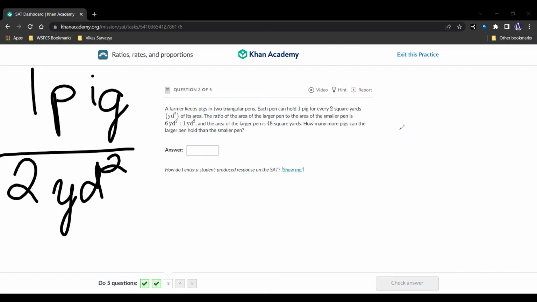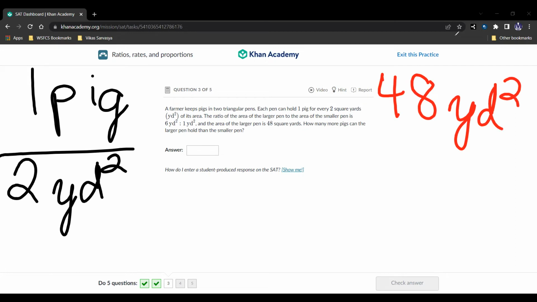6 yards squared to 1 yard squared, and the area of the larger pen is 48 square yards. How many more pigs can the larger pen hold than the smaller pen? Well, if the larger pen has 48 square yards, and the ratio of the area is 6 to 1, then the smaller pen has 8 square yards.